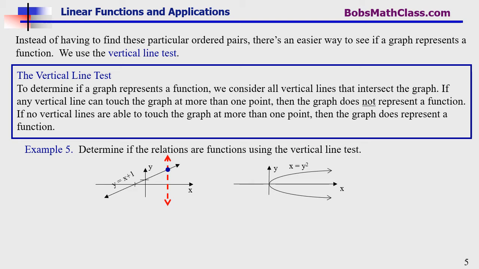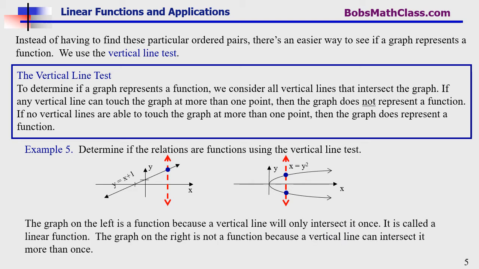The one on the right, if you draw a vertical line through it, you could see that it touches twice. Therefore, that one is not a function. So the one on the left is a function because the vertical line will only intersect it once. It is called a linear function. And the one on the right is not because a vertical line can intersect it more than once.